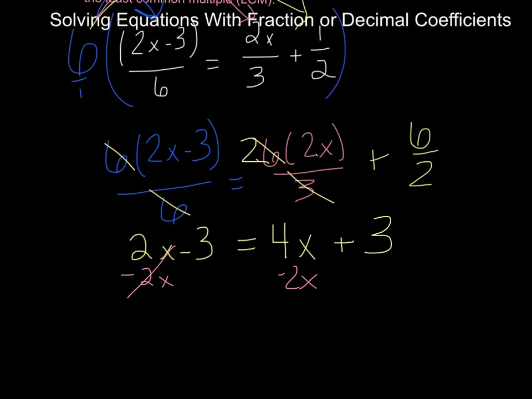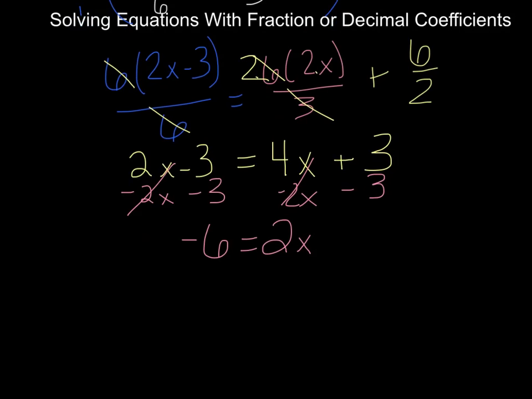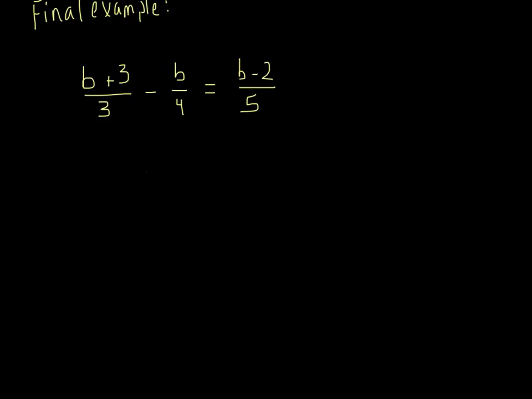So we'll take 2x away from both sides, and let's take 3 away from both sides right away. And I have negative 6 is equal to 2x, and divide both sides by 2, and x is equal to negative 3. Alright, you guys are doing great.